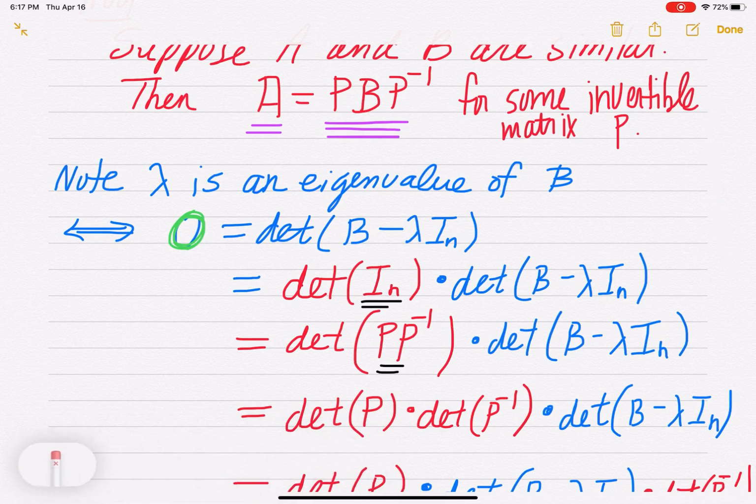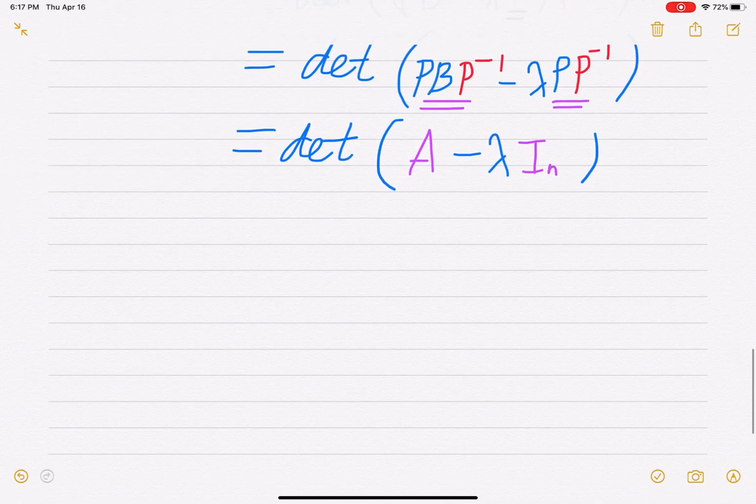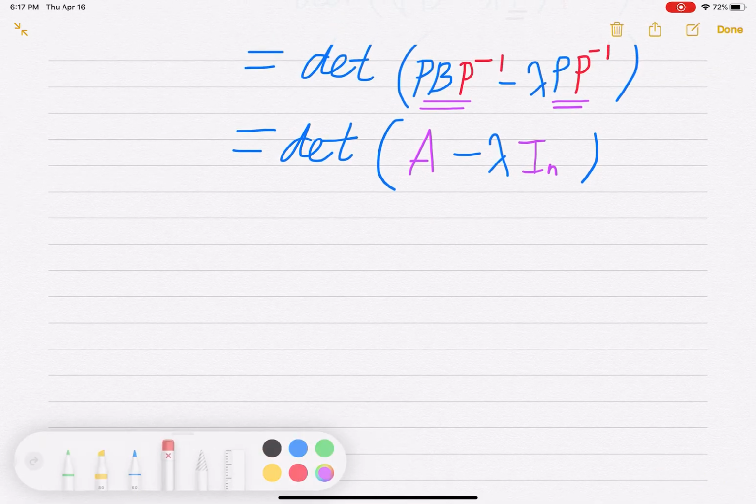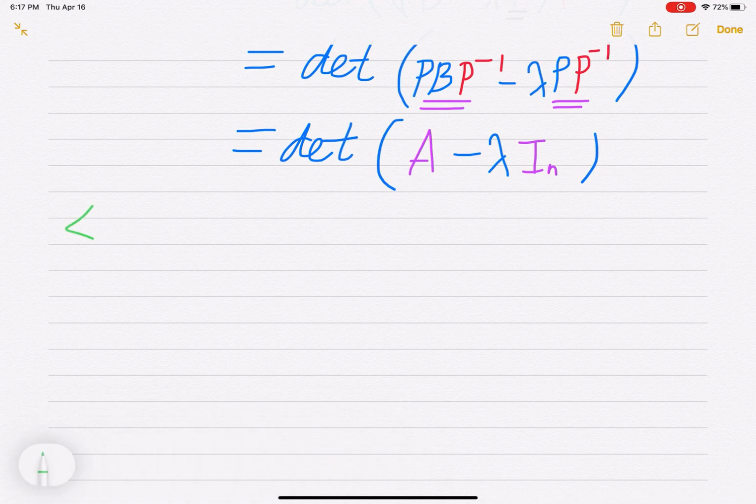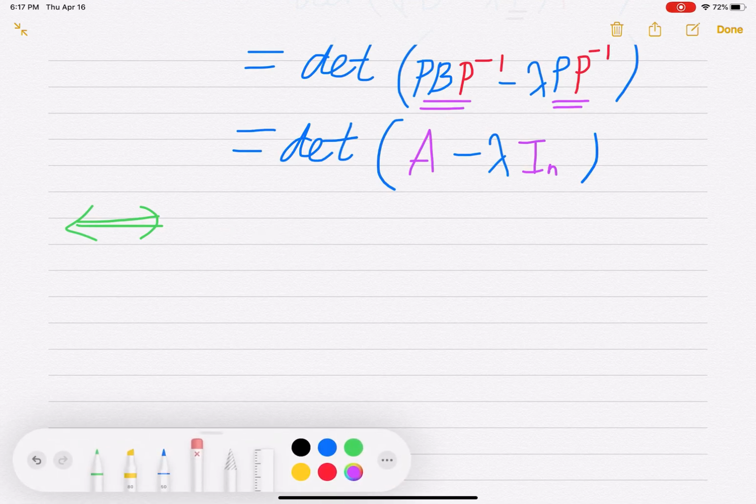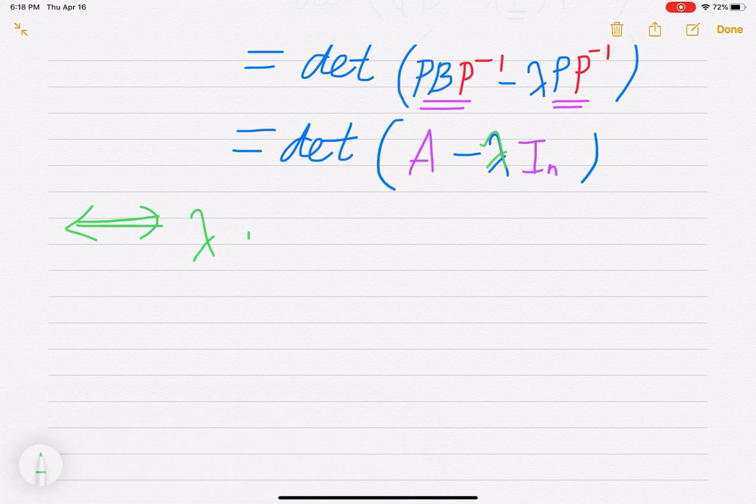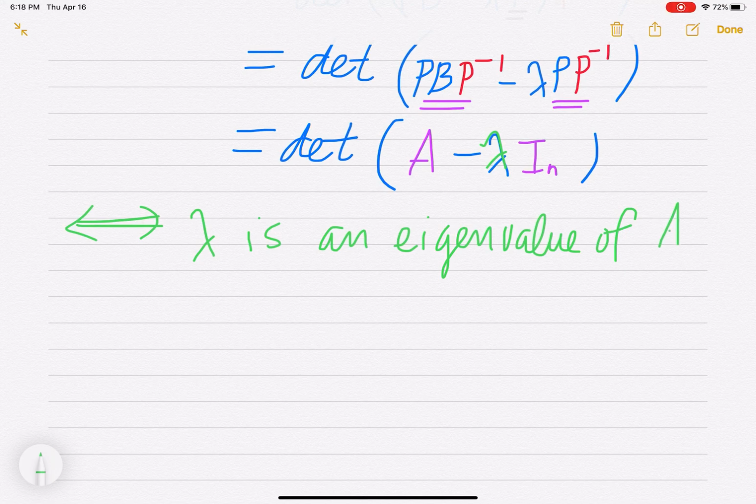Let me erase that little green mark on the side. You follow it back, we have 0 is equal to the determinant of A minus lambda I. So this is equivalent to saying that lambda, this guy, is an eigenvalue of A, and that's because the determinant of A minus lambda I is equal to 0. That's the end of the proof, right?